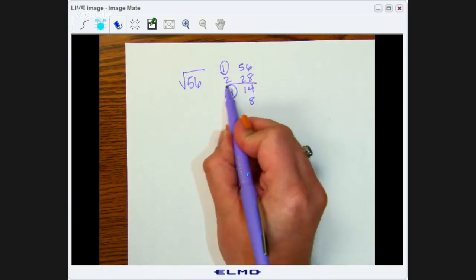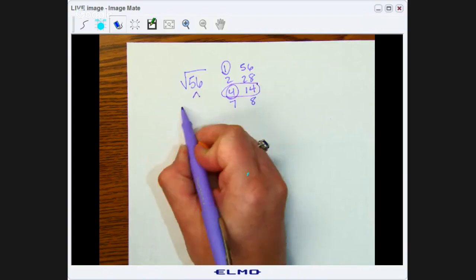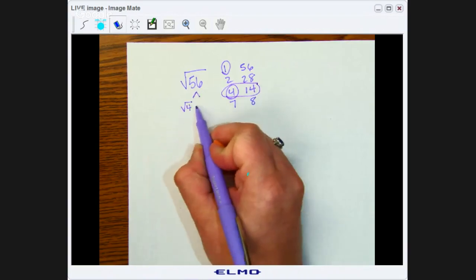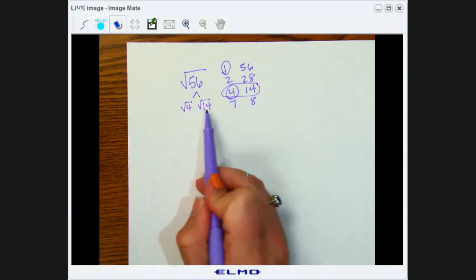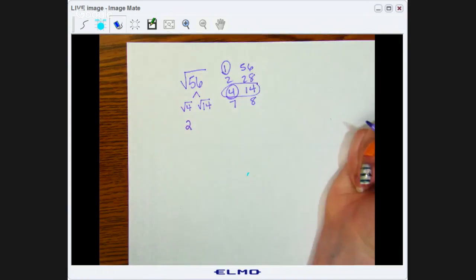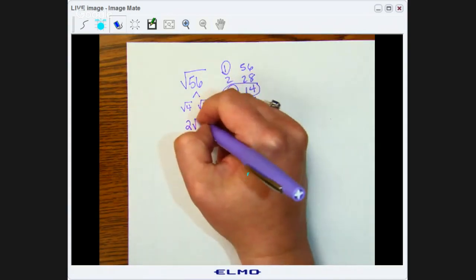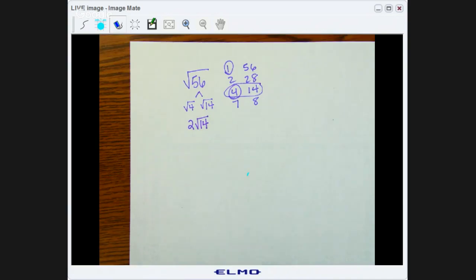So I'm going to use this pair of numbers, and I'm going to rewrite the square root of 56 as 2 square roots, the square root of 4 and the square root of 14. And then I ask myself which one of those simplifies. Square root of 4 simplifies to 2. Square root of 14 does not simplify. So I'm just going to leave that as 2 square root of 14.